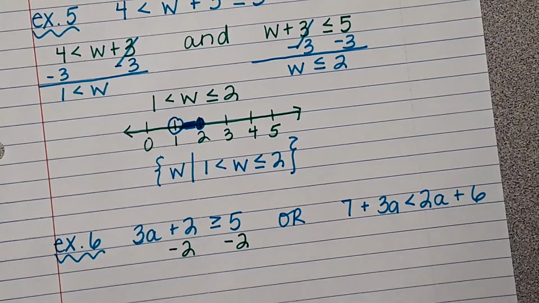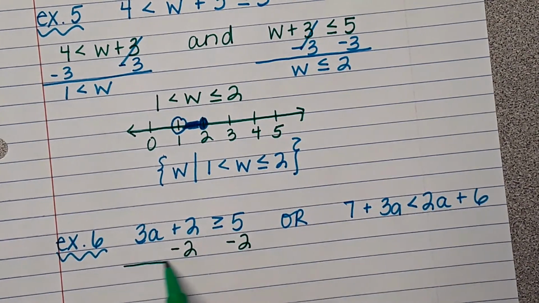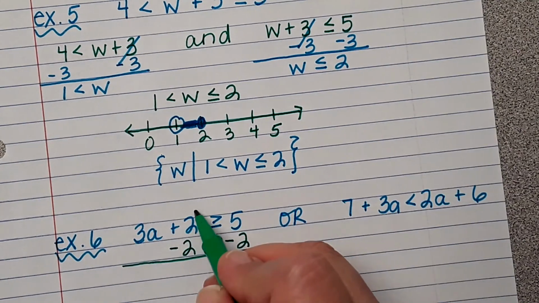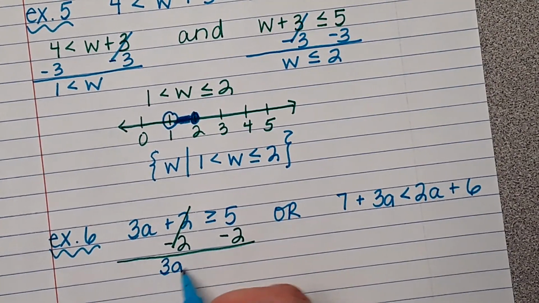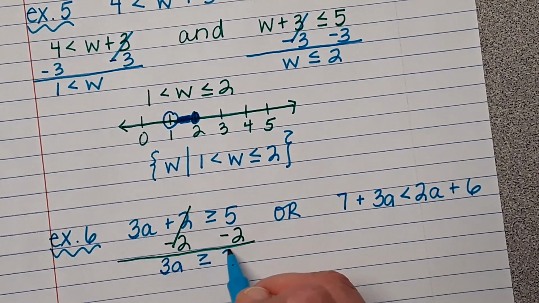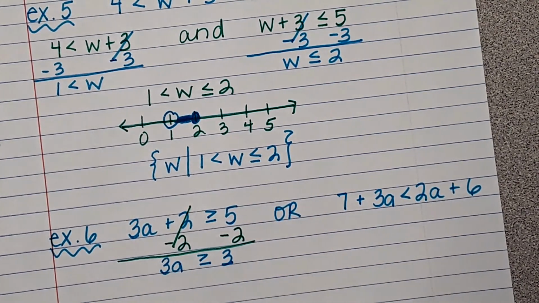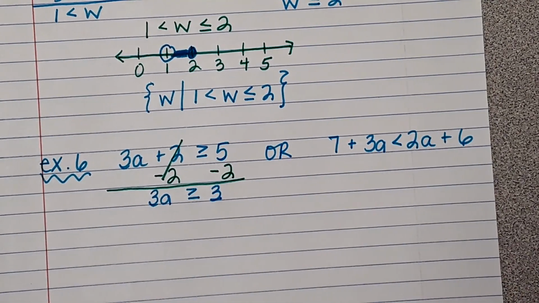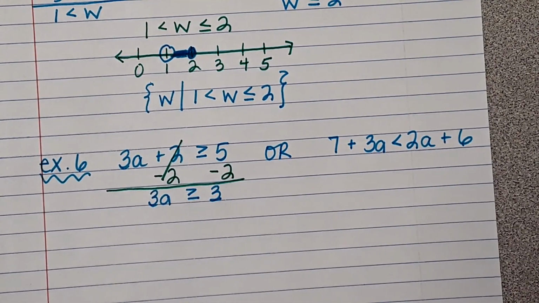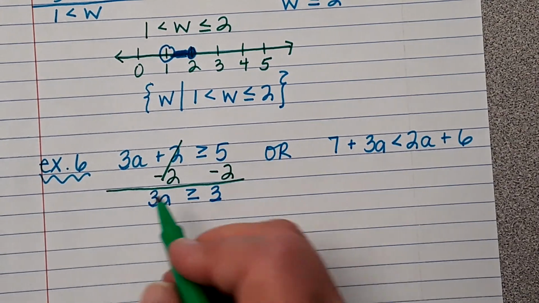And remember, you guys, again, when I say both sides, I mean both sides of the inequality. It's not both sides of the problem. I mean, like under the 3. And then I'm left with 3a is greater than or equal to 3. What do I do now? Divide by?